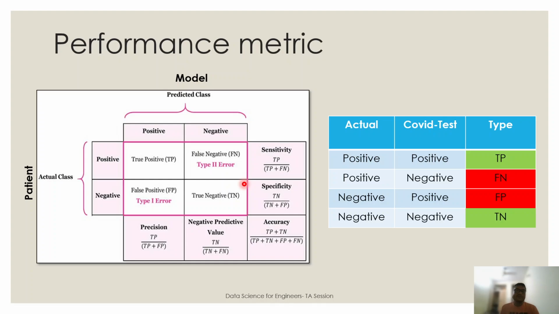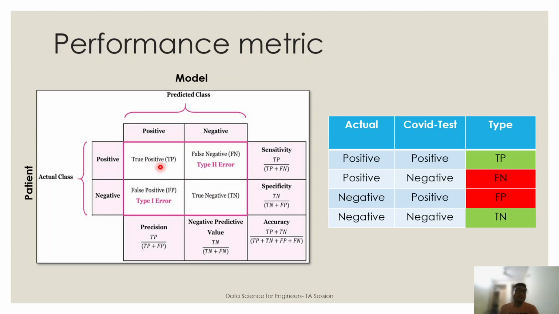Then specificity means they will take TN and do TN plus FP. They are taking the diagonal elements here, and then the sum of these two means a particular column, a particular row. Here again they are taking a sum, and here they are taking the sum of a particular column and then these diagonal elements. That's how they come up with it, and then accuracy.